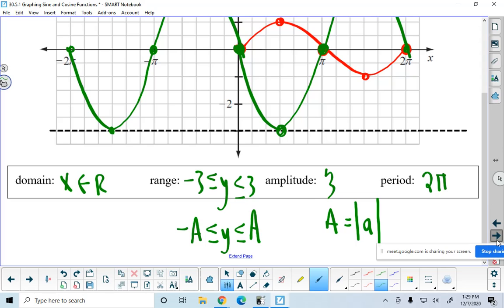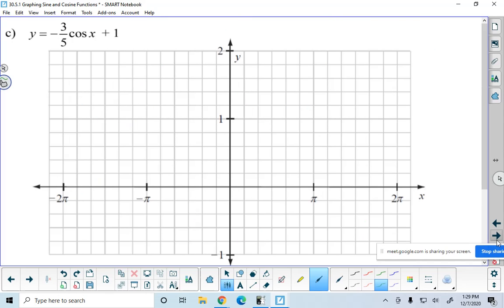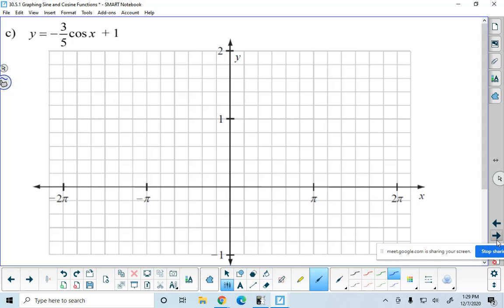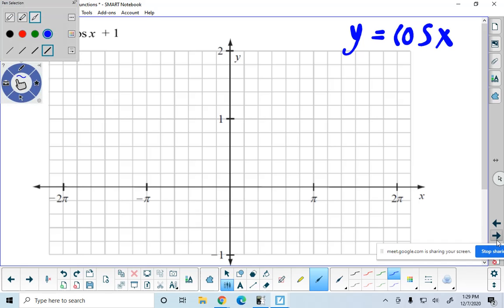Let's try another one. Negative 3/5 cos x plus 1. Okay, so I'm going to start off by sketching in cos x. And if you have pencil crayons and felts in different colors, that's ideal, but you don't need to do this. I'm going to graph y equals cos x in blue, because I need to remind you what it looks like.